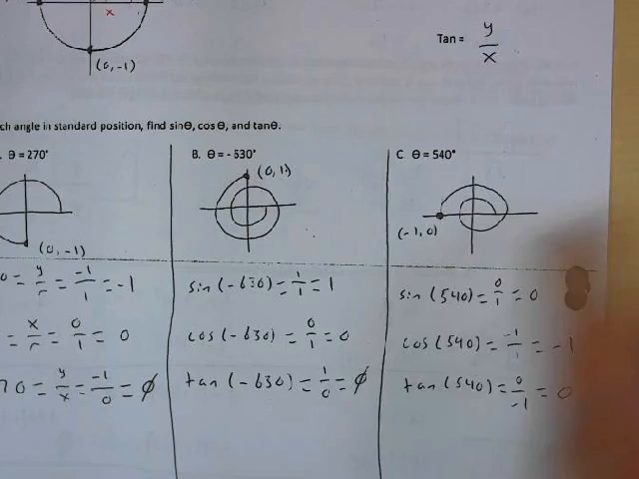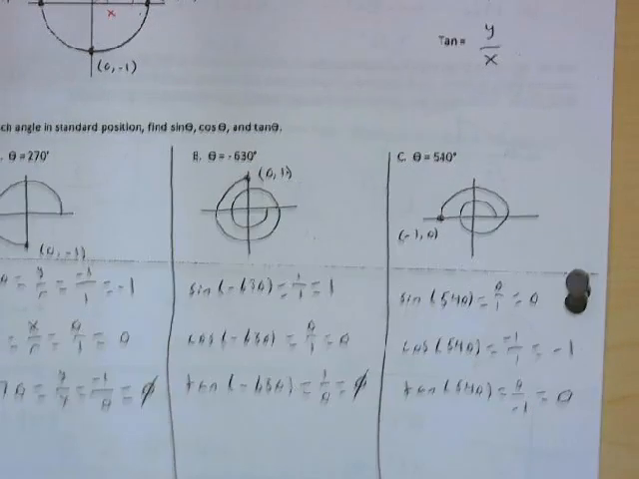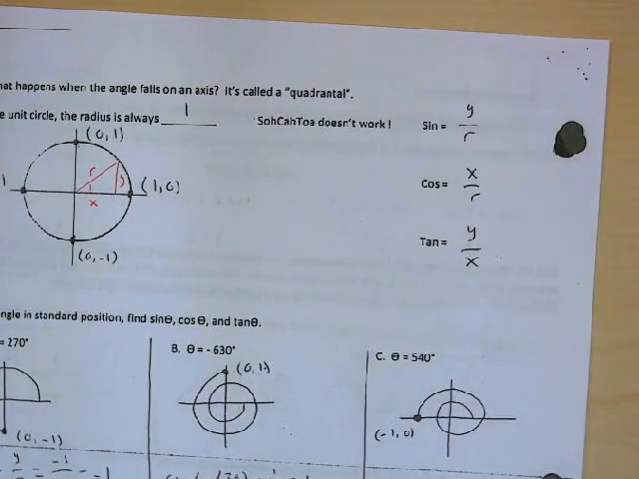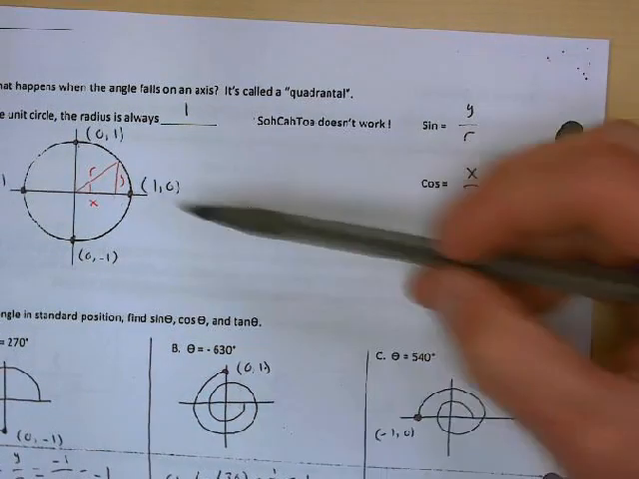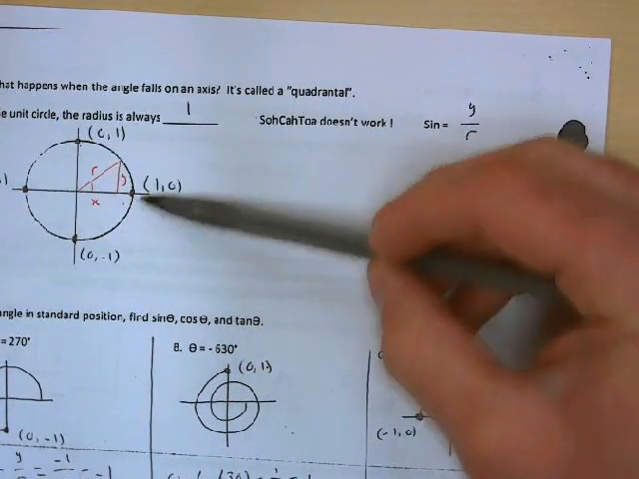So again, anytime you land on one of your axes, your x or y axis, that's called a quadrantal, and that's when you need to use the other definition of sine, cosine, and tangent. Okay? So we need to use these and the location of that point on the unit circle, which is either going to be just one of these 4 points.